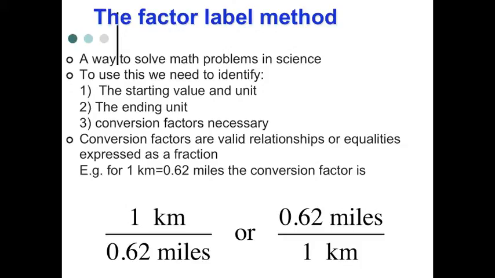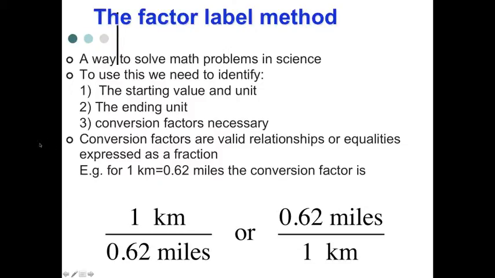And I can write my conversion equality either way. I can write 1 kilometer in the numerator and 0.62 miles in the denominator, or 0.62 miles in the numerator and 1 kilometer in the denominator. I can express them either way because they're equal to each other. Since they're equal to each other, it doesn't matter which I put on the top and which I put on the bottom of the equation.